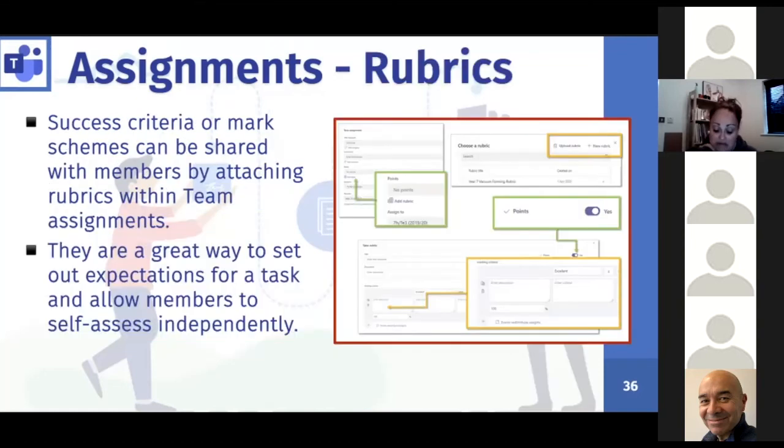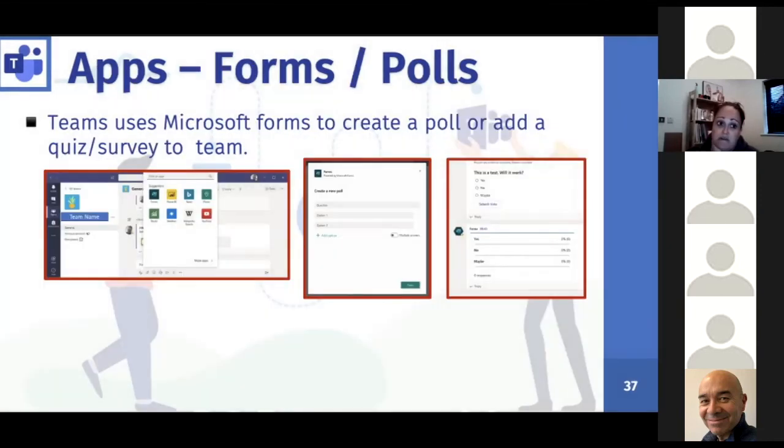Very, very good way I've found of monitoring progression of students. You can apply rubrics to save on workload and marking time, so you can share mark loads. You can share mark schemes or success criteria with members before they actually complete that assignment, so they know what the expectations are and they can self-assess independently before they hand in that work to make sure they've done it as requested. Can you forward on, Tom?